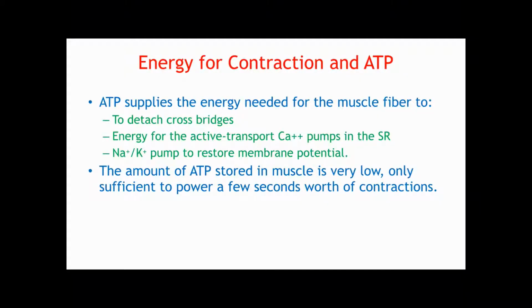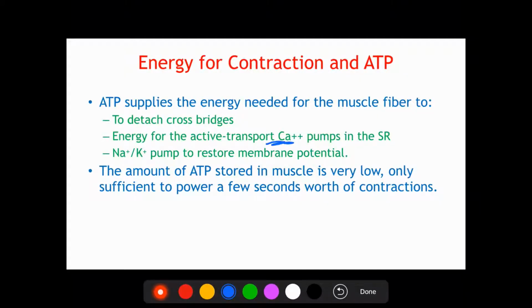Second position is to transport calcium ions back into the SR. And the third usage of ATP is at the service of the sodium potassium pump. We need to pump the sodium ions out and bring the potassium ions in, in order to restore the membrane potential for the following action potential. So these are the three areas where we need ATP supplies.